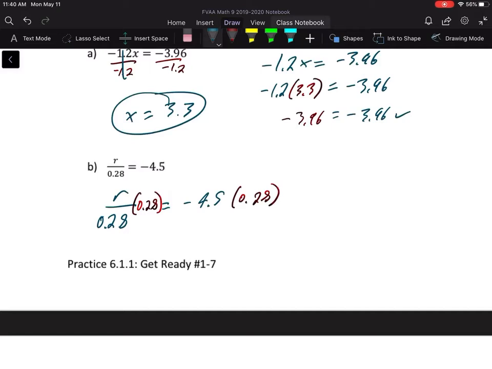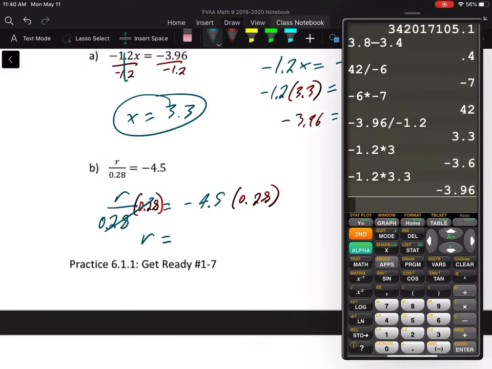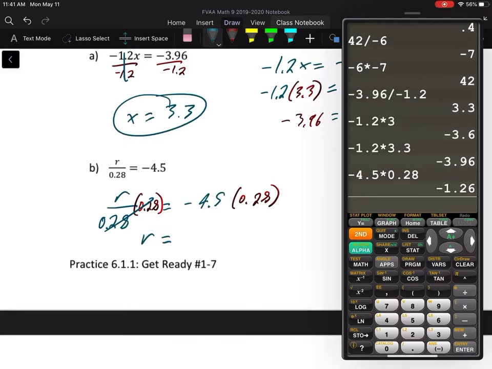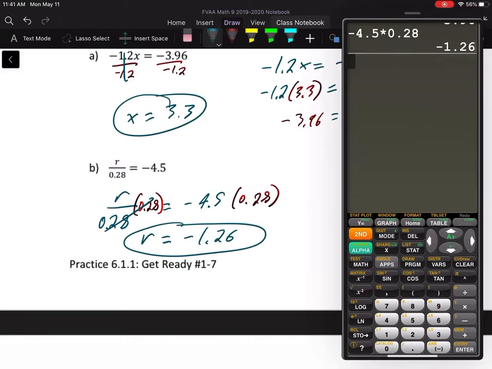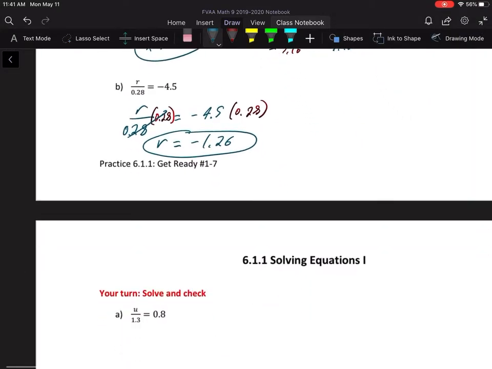Okay, 0.28 divided by 0.28 is equal to 1, so they cancel each other out. So I get r by itself. And then on the other side, I get negative 4.5 times 0.28. And I get my solution of negative 1.26. It's as easy as that. All right, good. Hopefully that worked well for you.